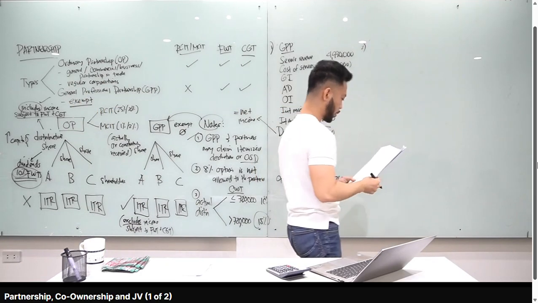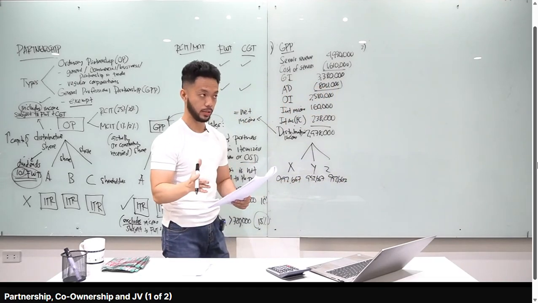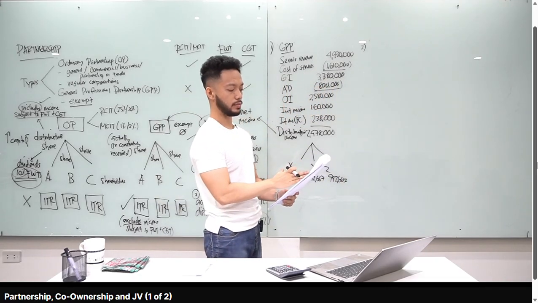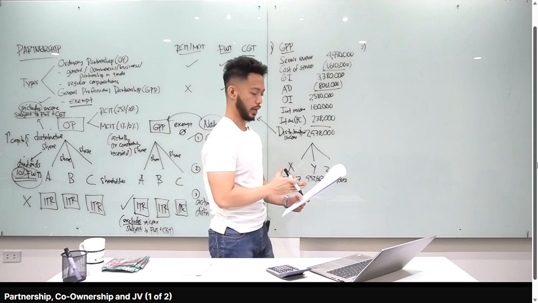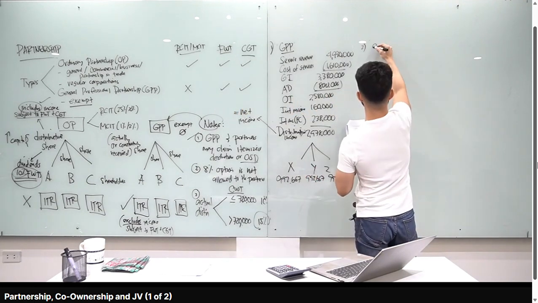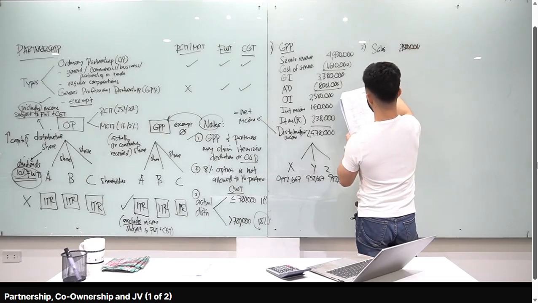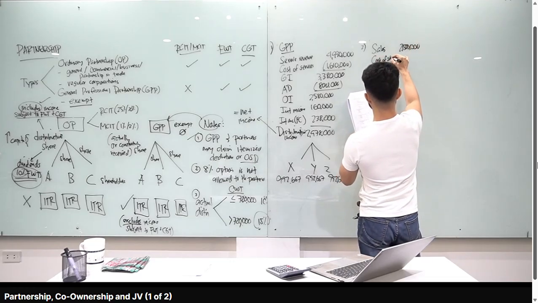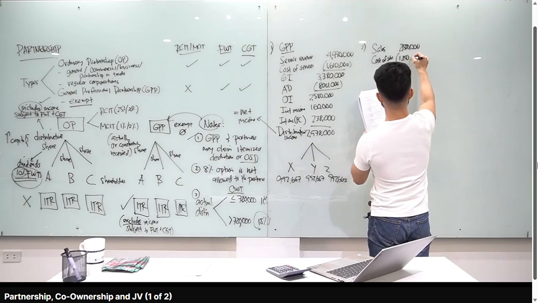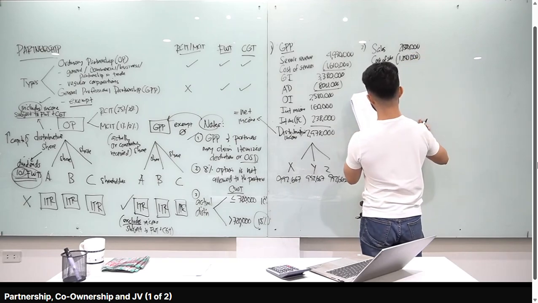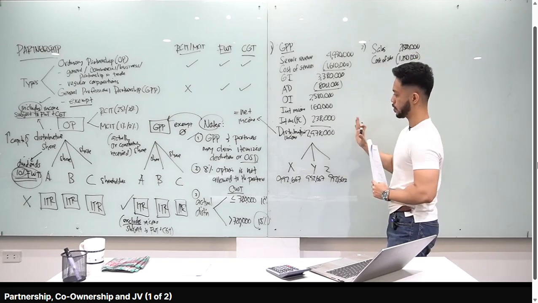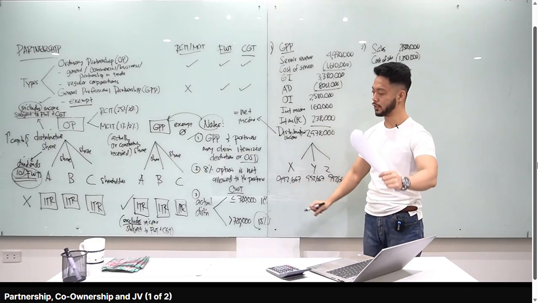Question number 2, compute for the taxable income of Y on a separate capacity. Take note si Y, meron siyang given na may personal business siya. Okay? Meron siyang sales na 2.5 million. And then, meron siyang cost of sales, alright, na 1,250,000. So, that's minus 1,250. And then, si Y, meron siyang share from the GPP.